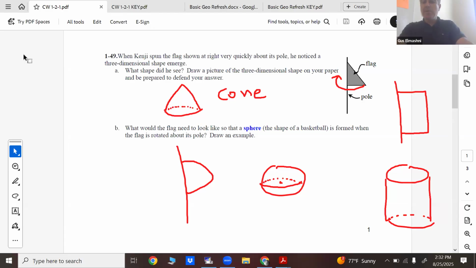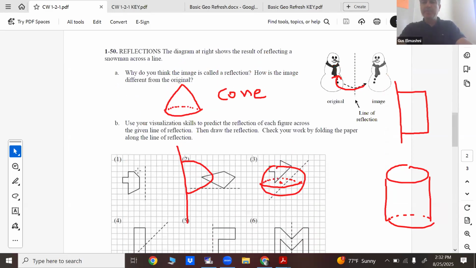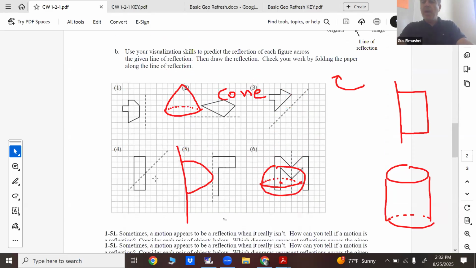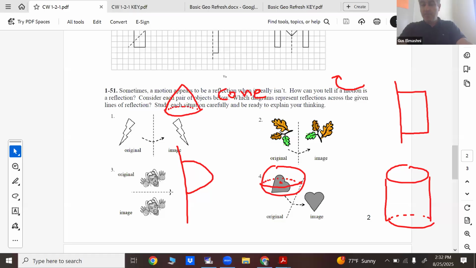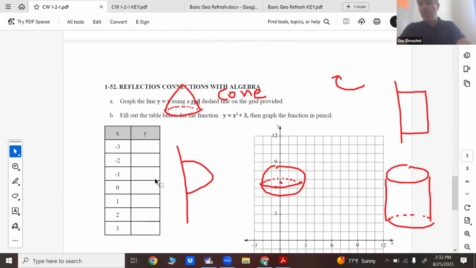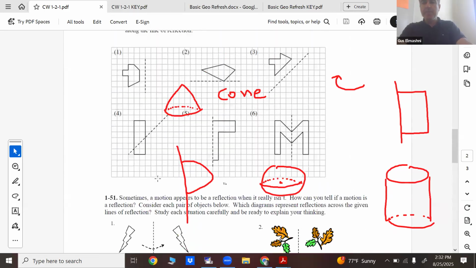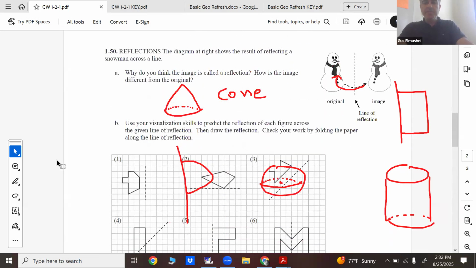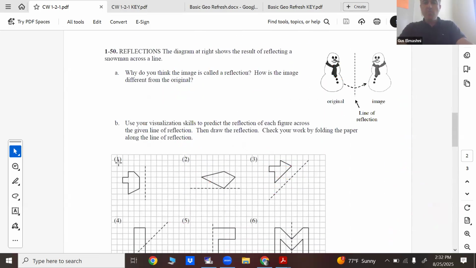So now this is the part where we're going to start doing some group work. Now you guys are warmed up a little bit. We'll do A together, but B and 51, I'll have you guys try. And then we'll come back and do 52 together, and the notes will be wrapped up. So for 50, we're talking about reflections, right? So you see a snowman, and the dashed line in between is what we call the line of reflection. So the image is on the right side. So why do you think we call it a reflection?